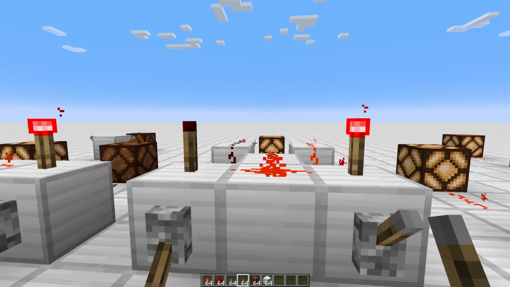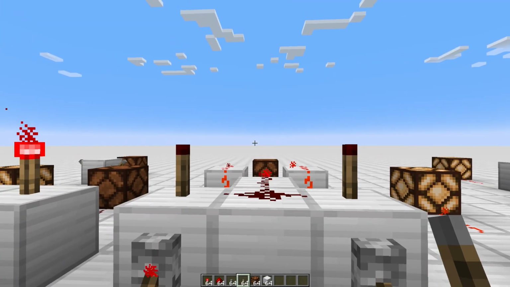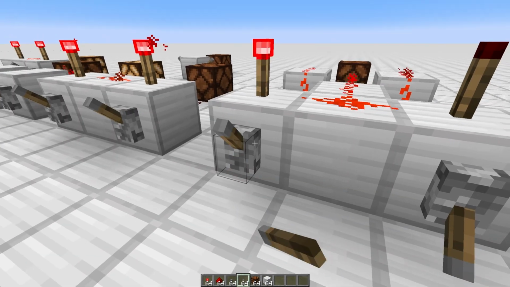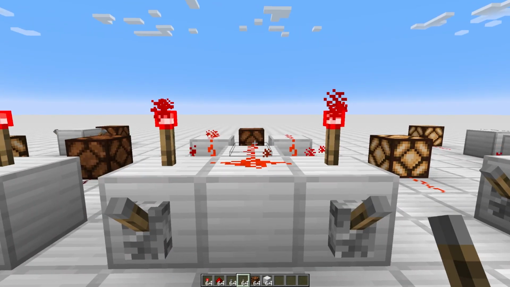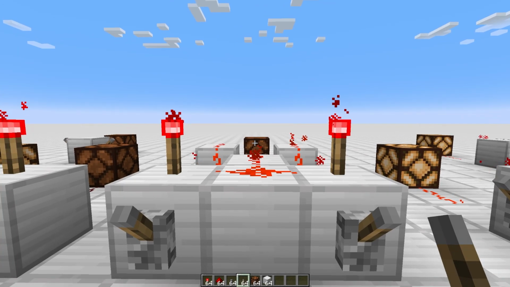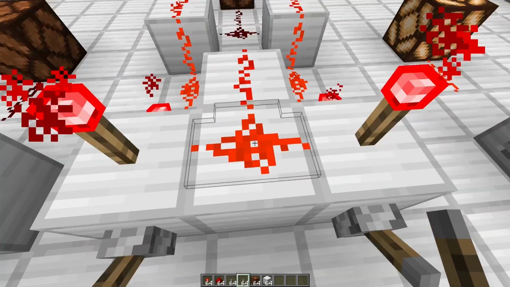So as you can see, if I turn this side on, that is powered. If I turn this side also on, that then becomes unpowered. But if I turn off this side, then it is powered again. If I turn off both sides, it is unpowered. So that is an XOR gate. Now, how does this work?